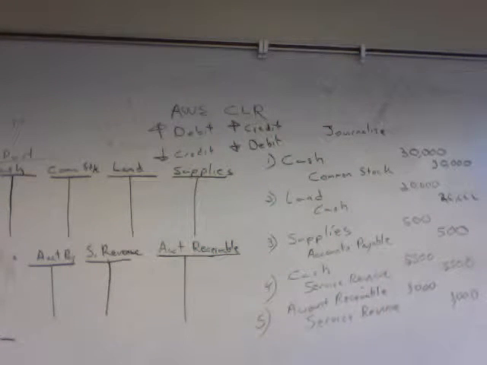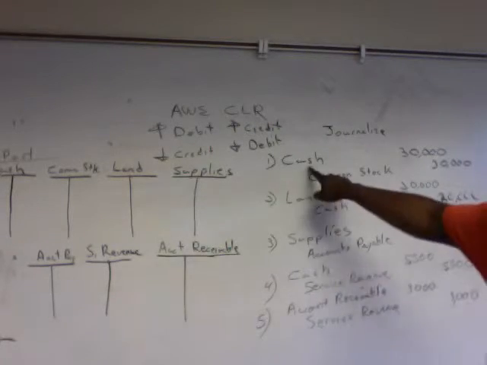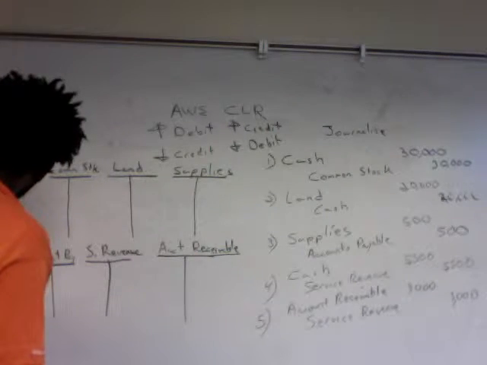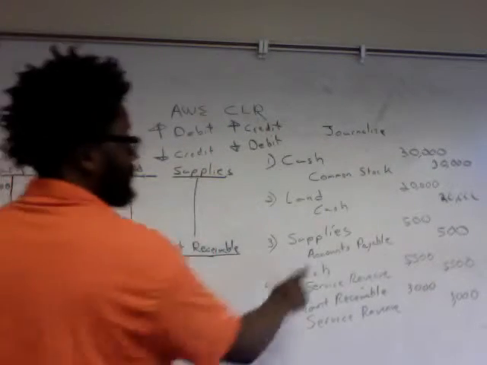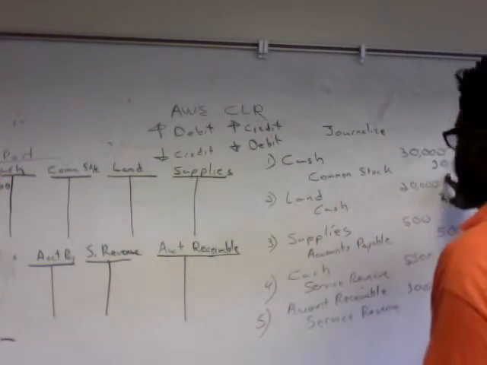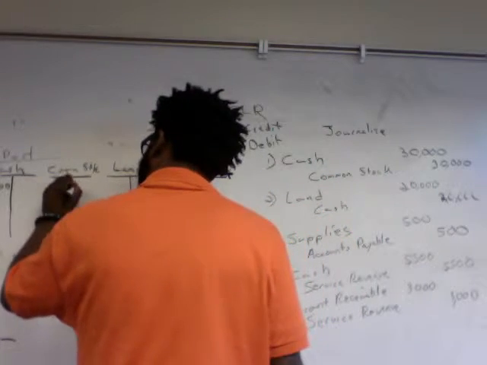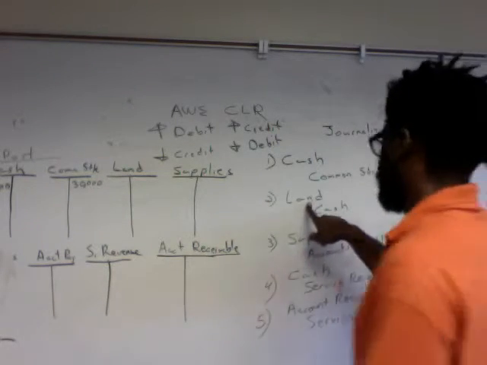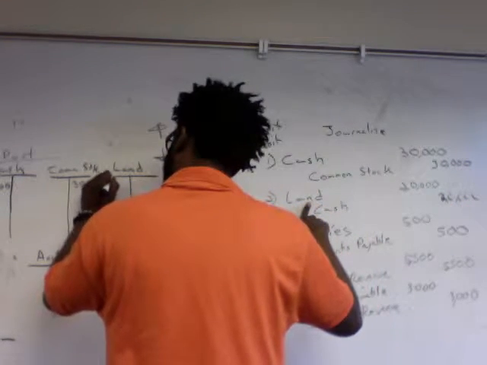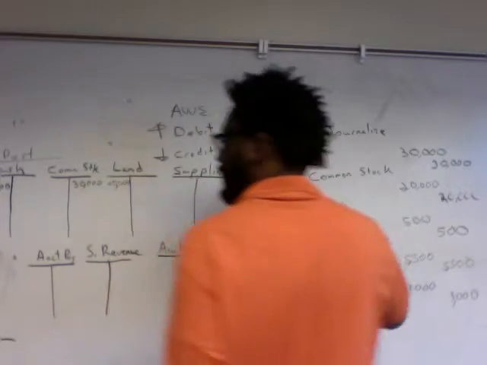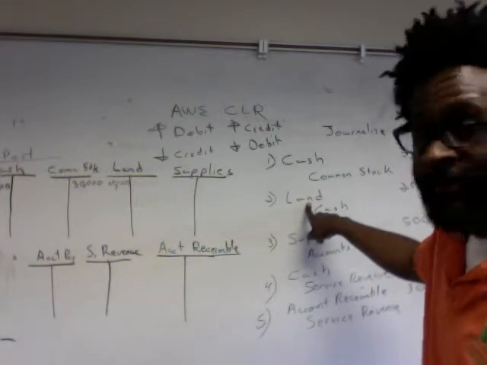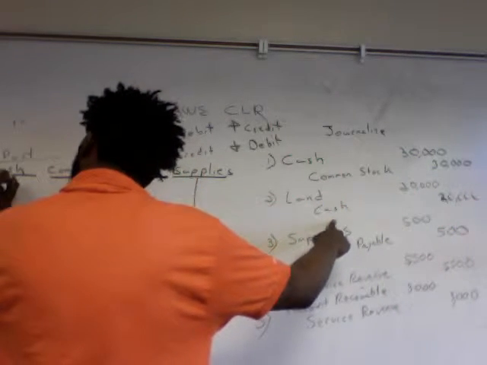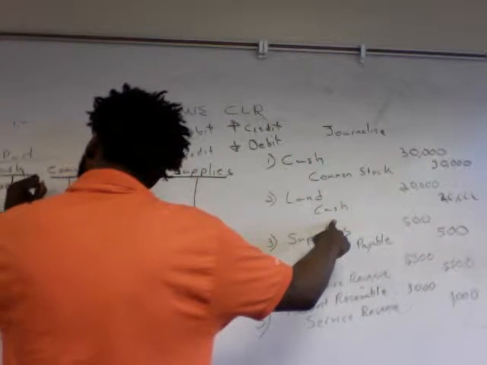And so how do we post? Very easy, guys. We see that cash was debited for $30,000, so we write $30,000 on the debit side, piece of cake. We see that common stock was credited for $30,000, so we write $30,000 on the credit side, piece of cake. We see that land was debited for $20,000, so we post $20,000 for land. Okay? We see that cash is credited for $20,000, so we credit $20,000 for cash.